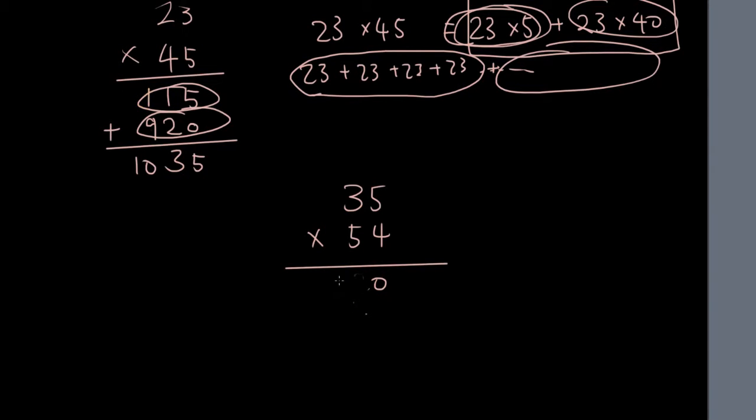Alright, that's 140. So that's done. So this part here is now done. Let's do 35 times 50. So 5 times 5 is 25. 5 times 3 is 15. So this part here is the same as 175.